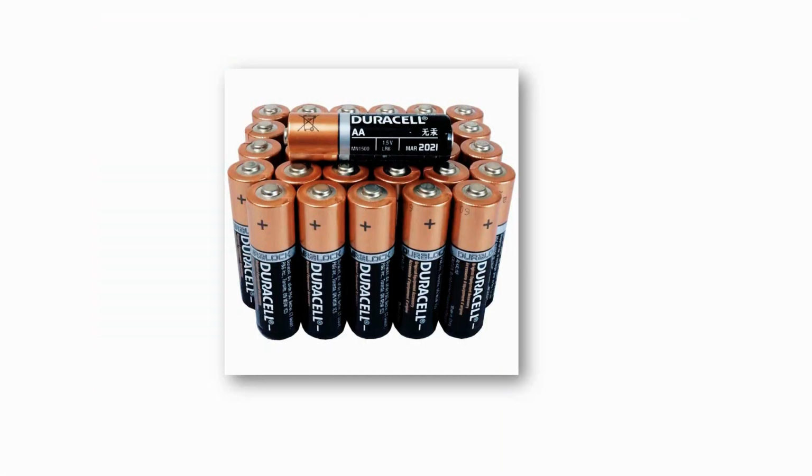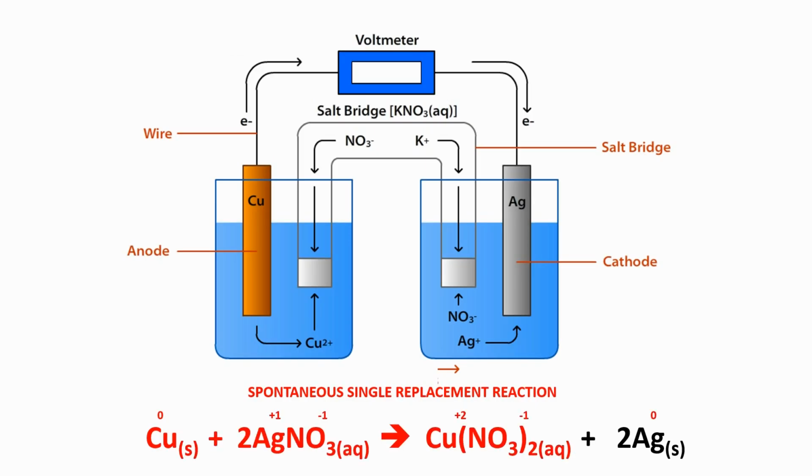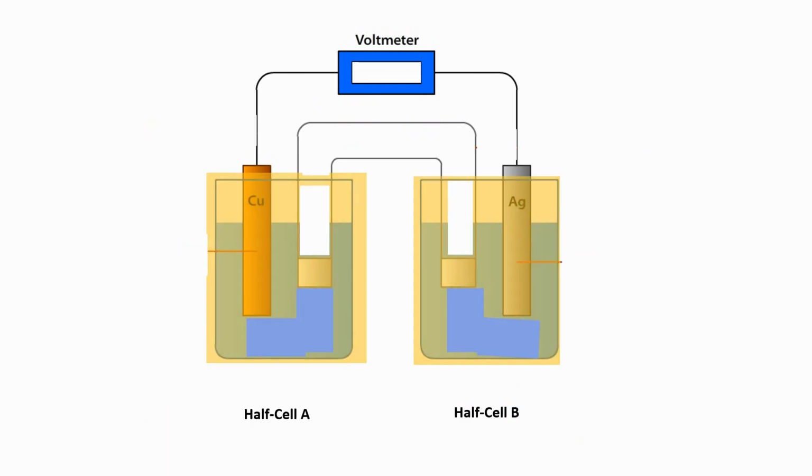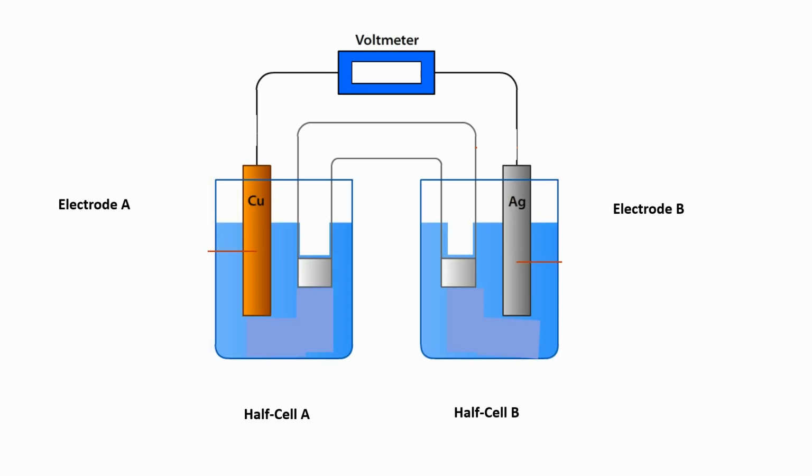Batteries are indeed Voltaic cells. The Voltaic cell utilizes a spontaneous oxidation reduction or single replacement reaction to generate electrical energy. A Voltaic cell consists of two half cells containing aqueous solutions, and each half cell contains a different metal electrode.